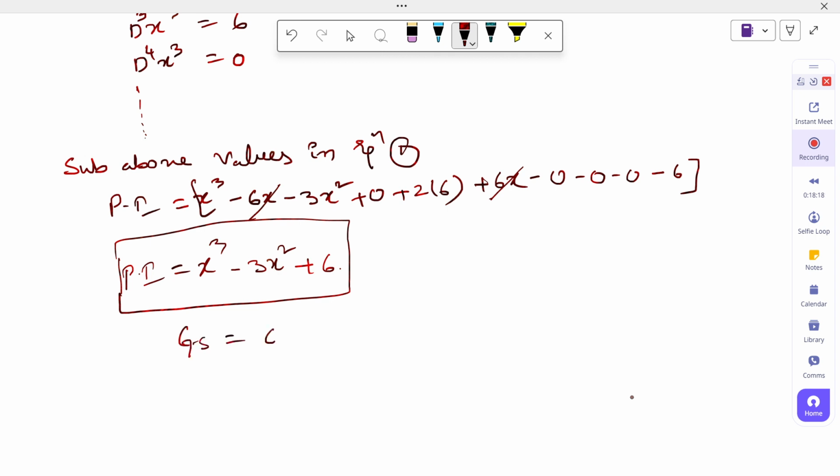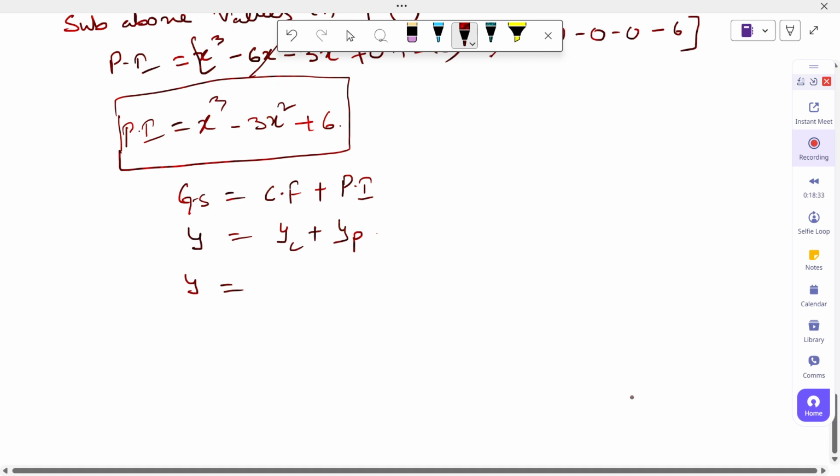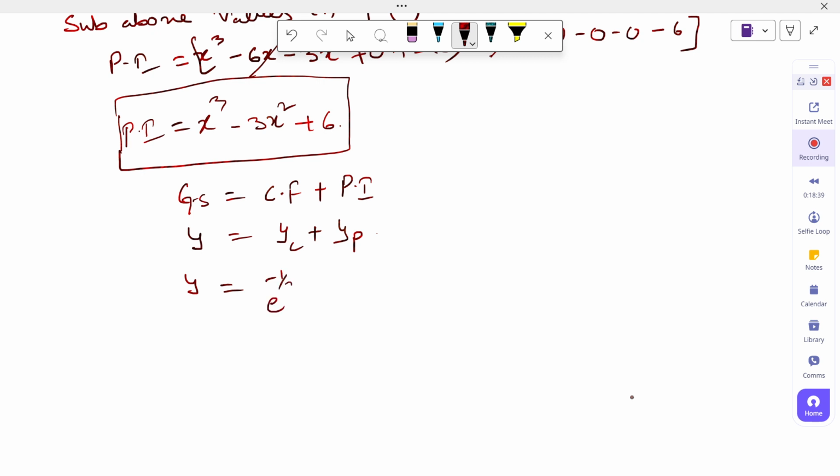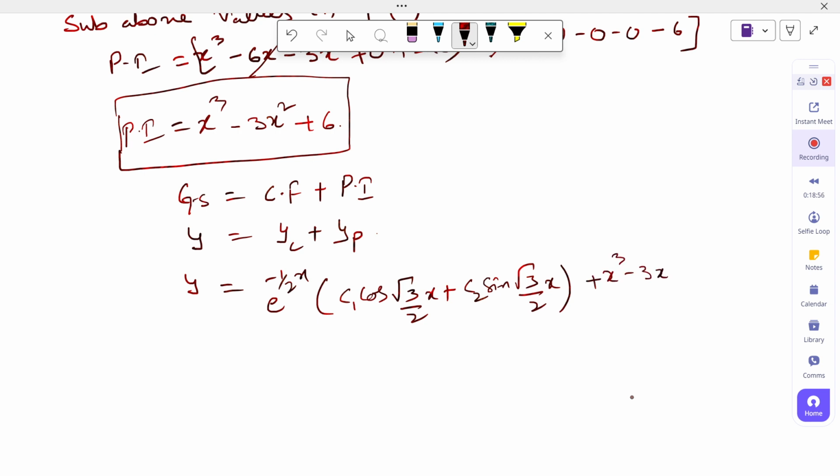Now we have to write the general solution. General solution is equal to complementary function plus particular integral, y is equal to y suffix c plus y suffix p. What was y c? e power minus alpha x, no? Alpha value is equal to what? Minus 1 by 2. So e to the power of minus 1 by 2 x into c1 cos root 3 by 2 into x plus c2 sine root 3 by 2 into x, then plus x cube minus 3x square plus 6, which is the required solution.